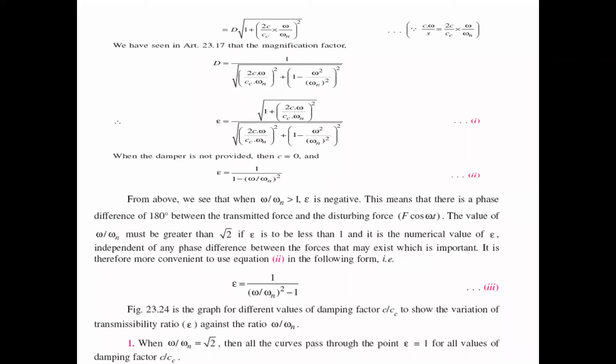Now in this equation, when there is no damper, that means the damper is not provided, then the c value is going to be 0. If the damper is not there in our system, we simply put c equals 0. When c is 0, the equation becomes small e equals 1 by (1 minus omega by omega n whole square). Why? Because this term is going to be 0 and this term is also going to be 0, so the remaining term is what we get here.